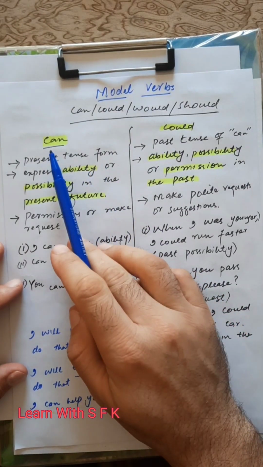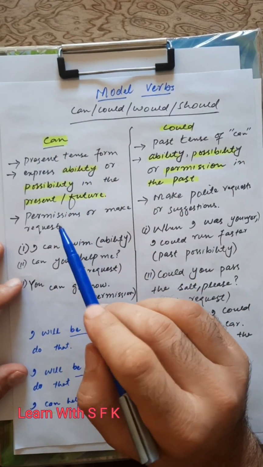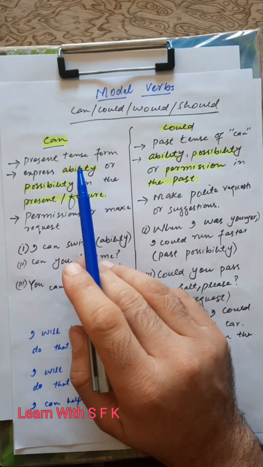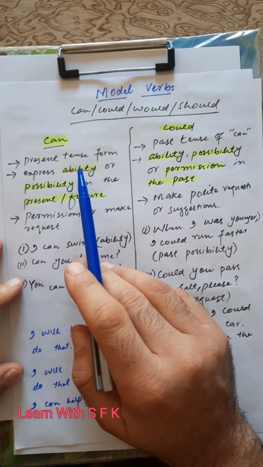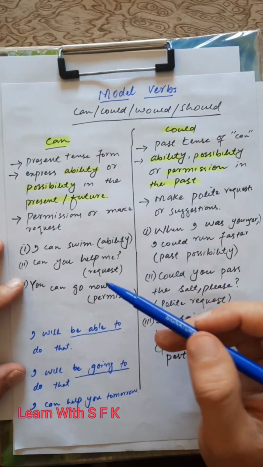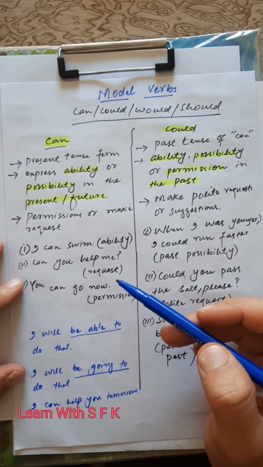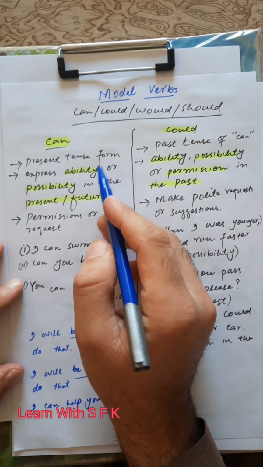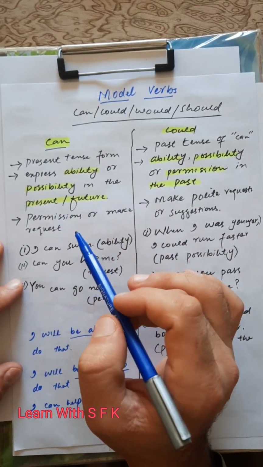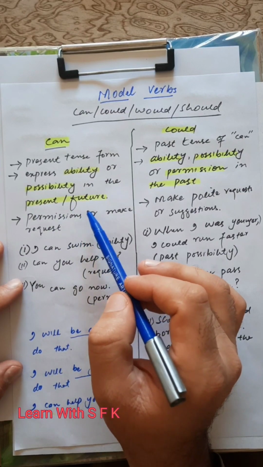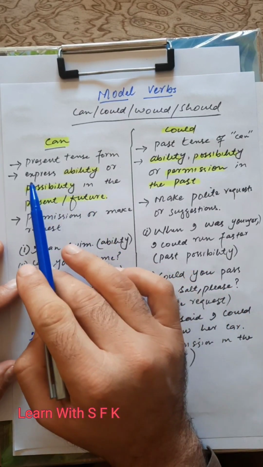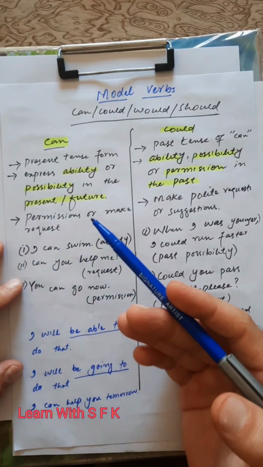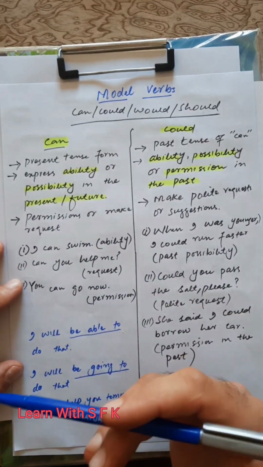First, we have the modal verb can. So can is the present tense or present form. It is a helping verb. All these modal verbs are auxiliary or helping verbs. Okay, so can is the present form. We use can in the present tense or in the future tense. It expresses ability or possibility in the present or in the future.